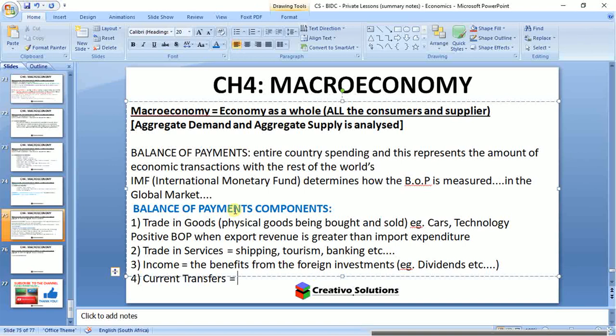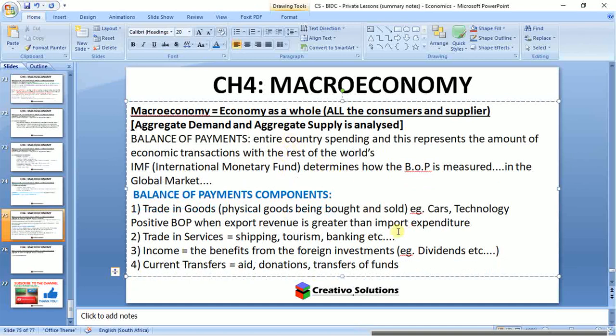Okay, so the transfers that we're talking about here are aid, donations, transfers of funds, goods. That's what we're focusing on there. Okay, and that's the form.